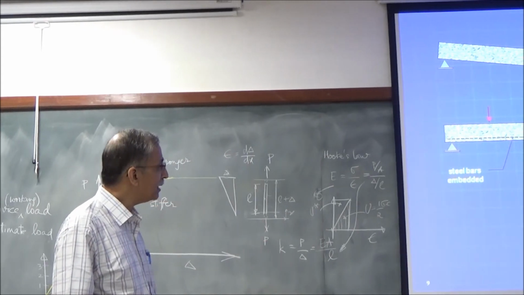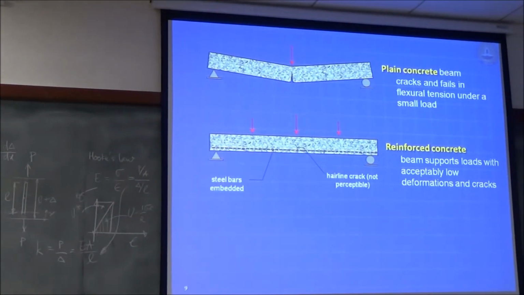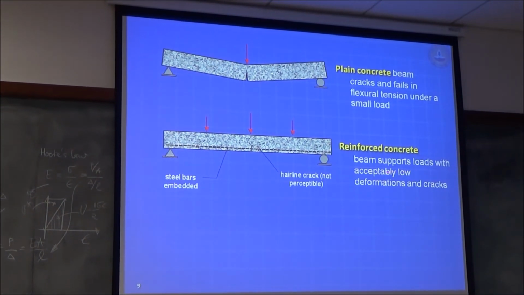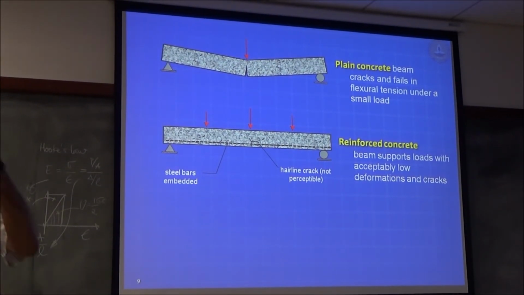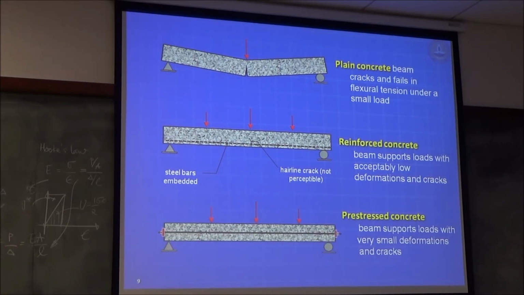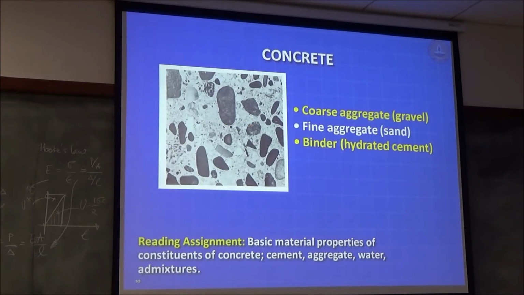The steel bars are embedded and it remains nearly horizontal. The deflections are also not visible. The beam supports load with acceptably low deformation. Then we'll introduce pre-stressed concrete. Now, pre-stressed concrete has a history which is as old as reinforced concrete. In pre-stressed concrete, we apply some pre-compression into the concrete so that you delay the tension, the tension doesn't develop, and the beam supports load with very small deformation. We'll study this in detail later. So, this is how behavior takes place.